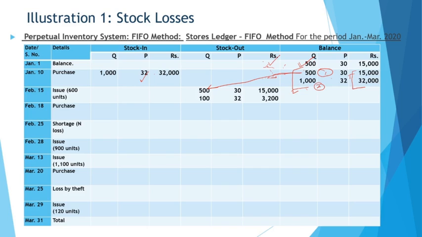Now let us take up the next transaction given to us. We have the next transaction of purchase. Now purchase is taken as another lot.